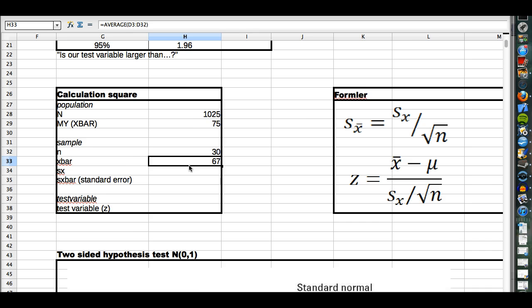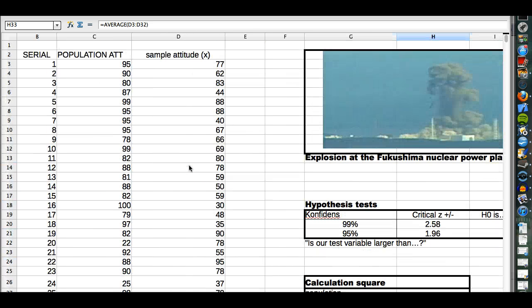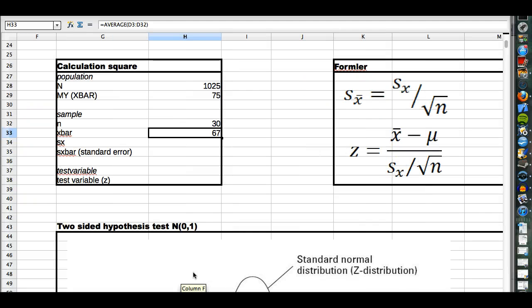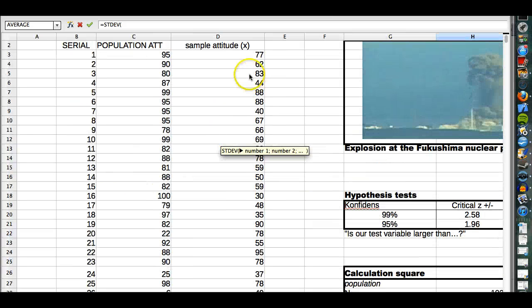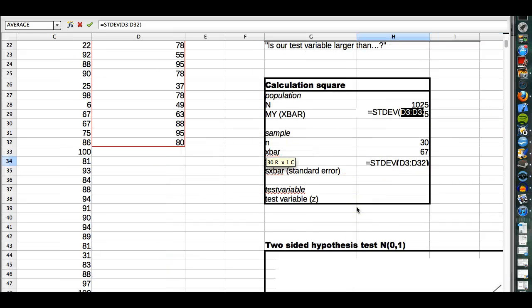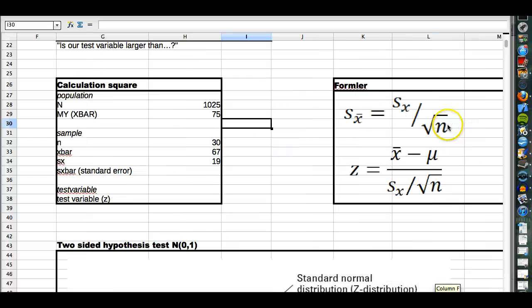Well, we can't yet, because we haven't asked everyone. We just asked 30 people, and it's natural for samples to vary. We don't know for certain. So we need to take the variation around our X bar into account. And that is going to be the standard deviation, which is this part of the formula. So I calculate the standard deviation in my sample, like so, and I get a standard deviation of 19.